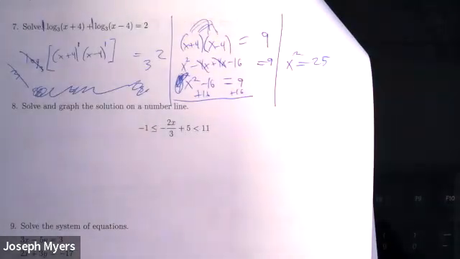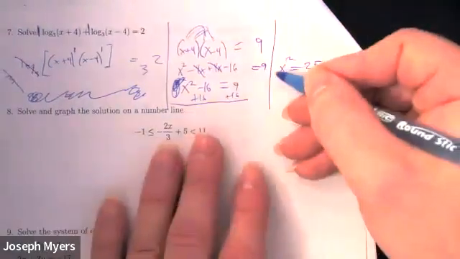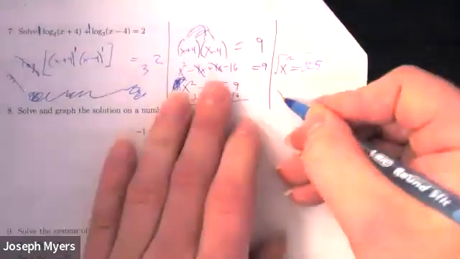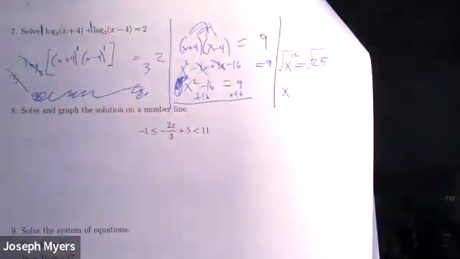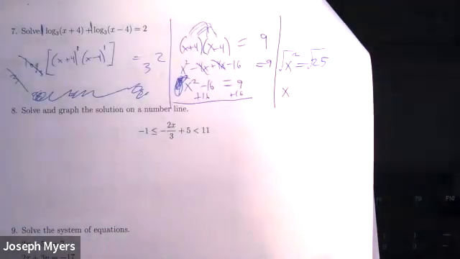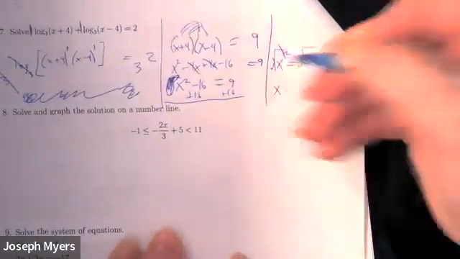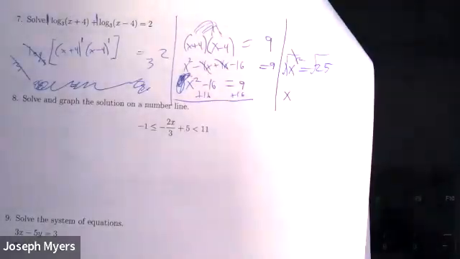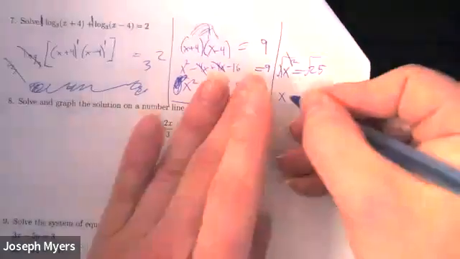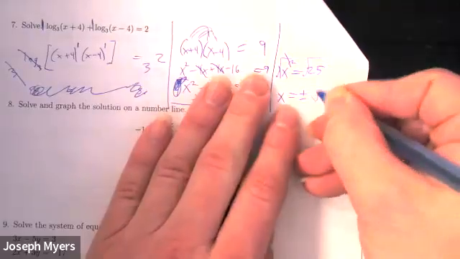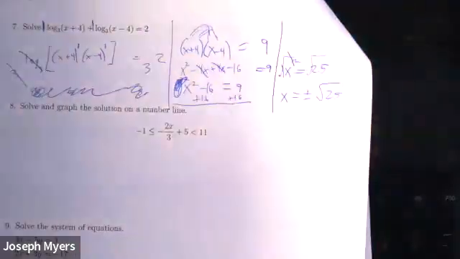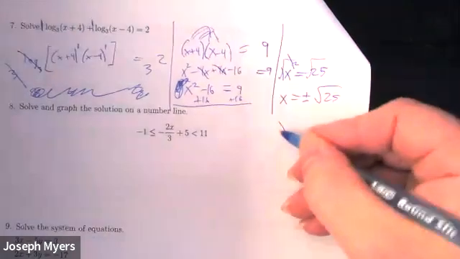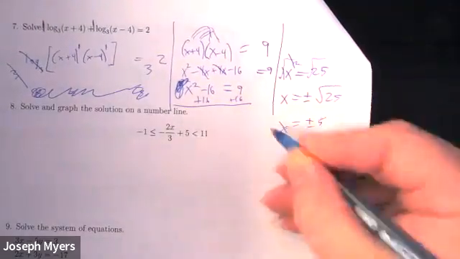Now I can take the square root of both sides finally. On the left side, the x squared and the square root are opposites of each other, so they'll cancel each other out. But whenever you do that in a squared equation, you have to remember that the other side changes into a positive and a negative. So x equals plus or minus square root of 25. What's the square root of 25? 5. So it's plus or minus 5.